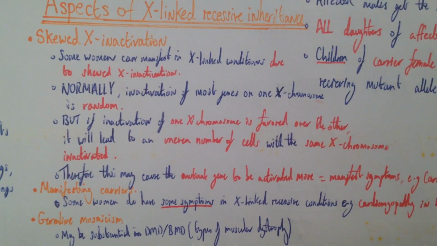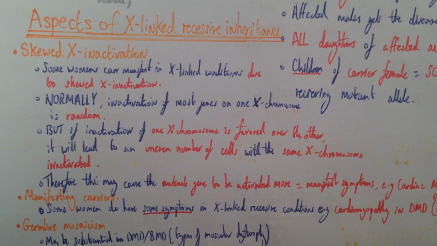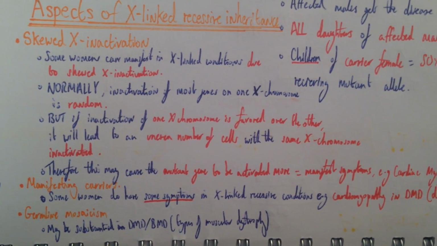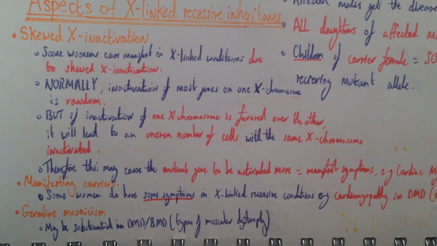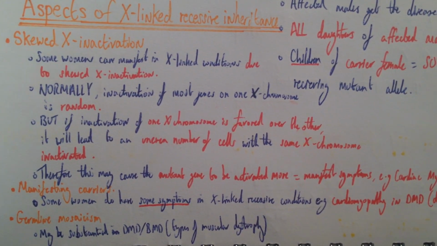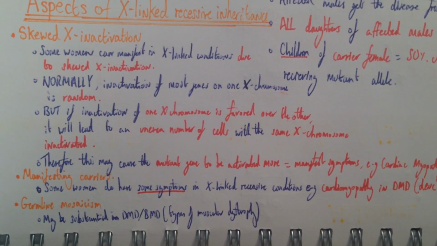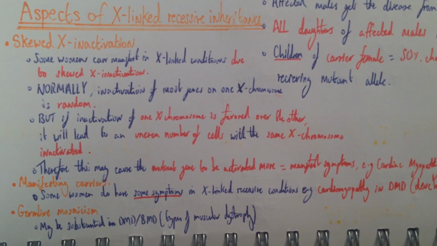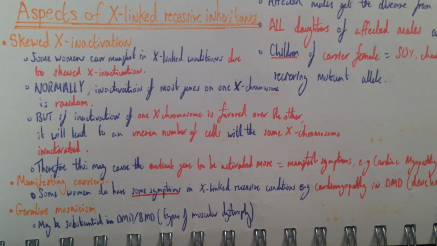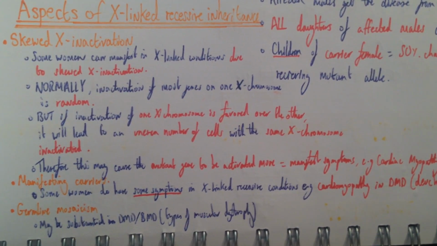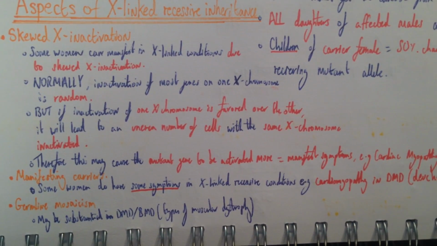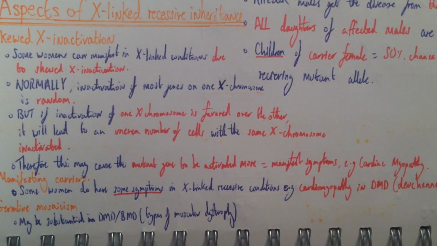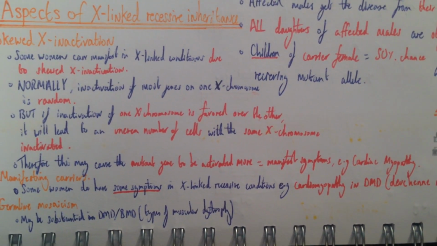Firstly, skewed X inactivation. Some women can manifest the X-linked condition due to skewed X inactivation. Normally, inactivation of most genes on one X chromosome is random. But if inactivation of one X chromosome is favored over the other, it will lead to an uneven number of cells with the same X chromosome inactivated and the other X chromosome activated. Therefore, this may cause the mutant gene to be activated more, causing a manifestation in the symptoms.